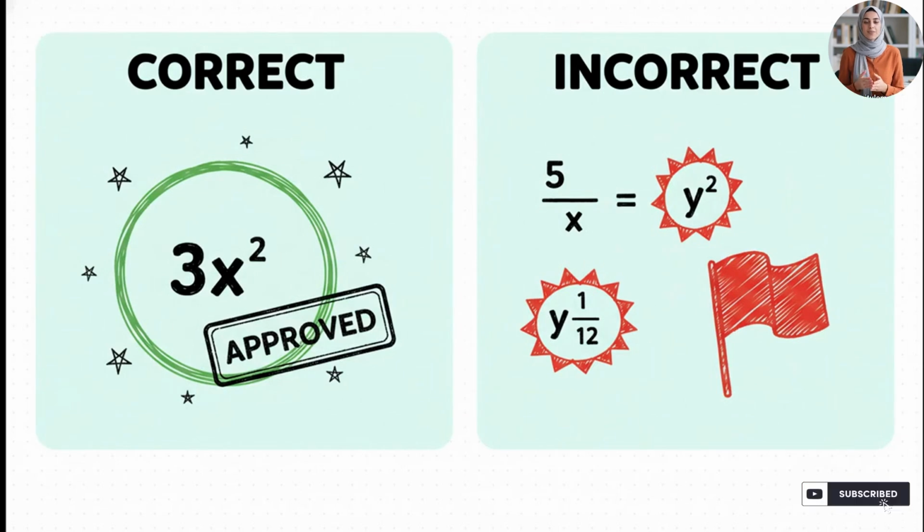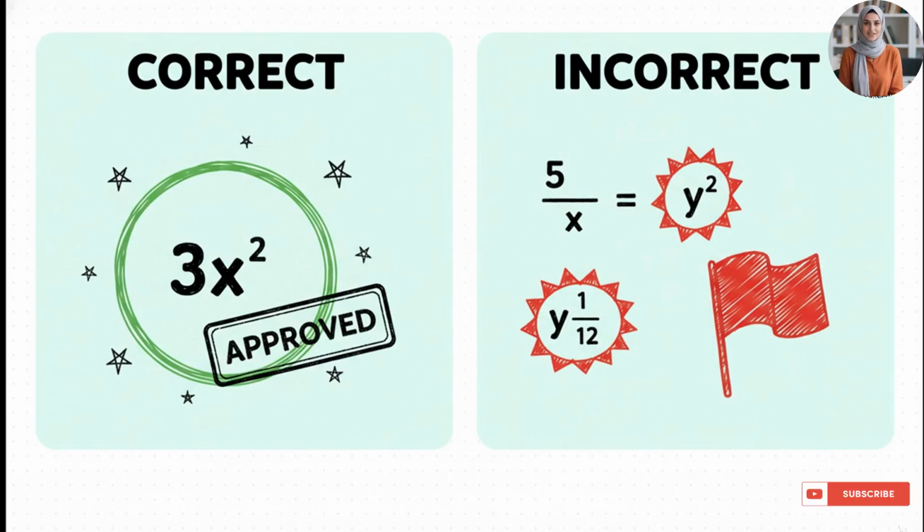Okay, this is a really important grammar rule for our algebraic language. For an expression to be a true polynomial, it has to play by a few rules. The exponents have to be nice, whole numbers, so no fractions or negatives. And you can't have any division by a variable. So if you ever see a variable hanging out in the denominator, that's a red flag.